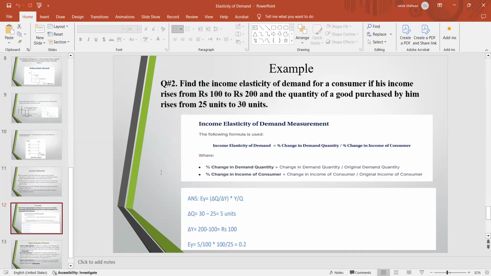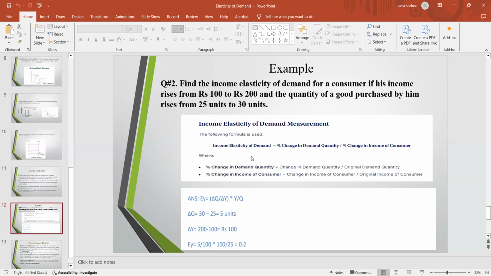We will apply the same formula that we used in the previous slide for the calculation of the price elasticity of demand. So here we have an example: find the income elasticity of demand for a consumer if his income rises from rupees 100 to 200 and the quantity demanded of a good purchased by him rises from 25 units to 30 units.